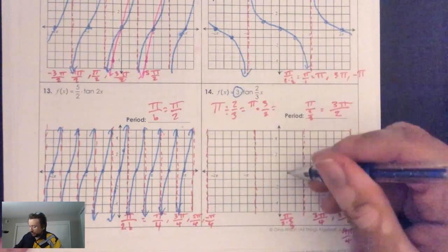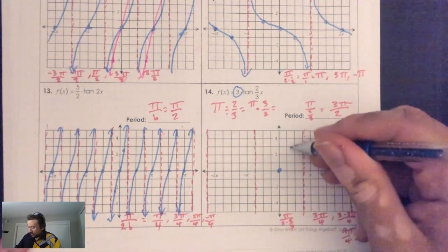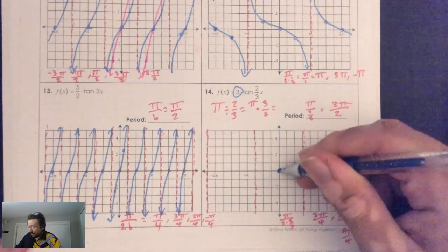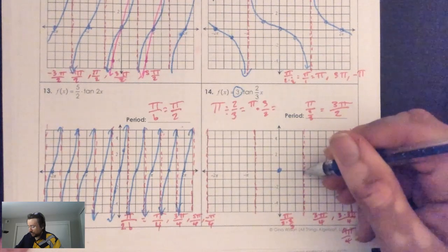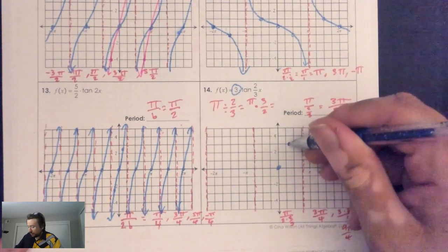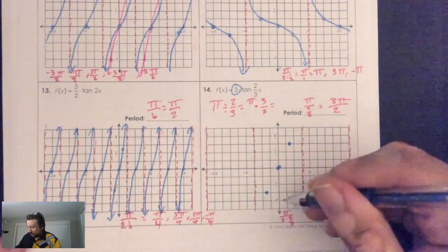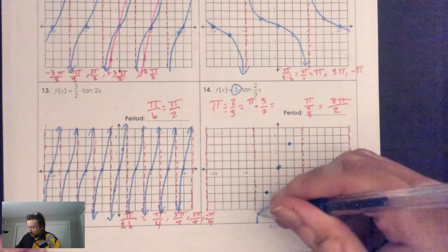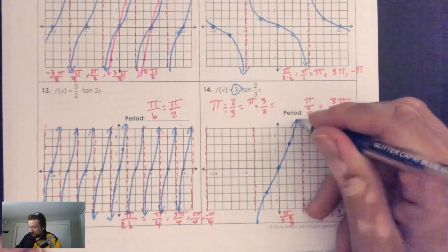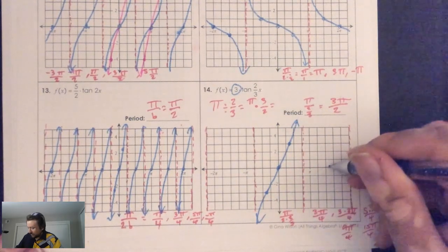Our a value is 3, so again, if I wanted to be accurate, I could go halfway between my intercept and my asymptote, put in a value at 3, and then also do the other direction but negative. And then you just repeat.